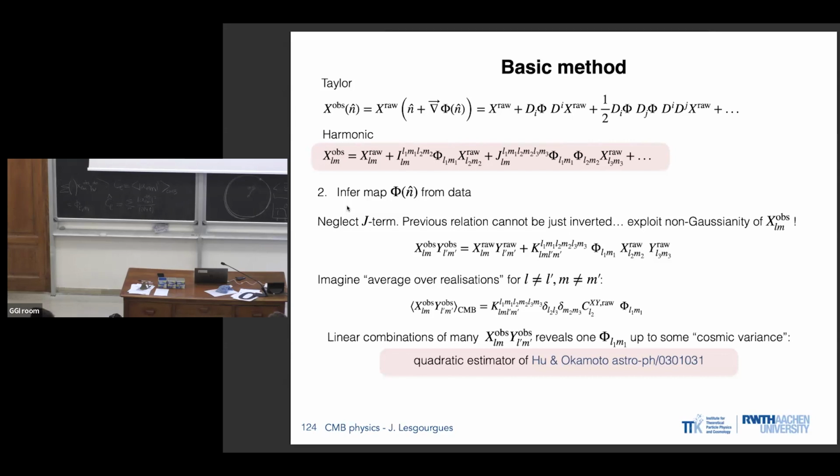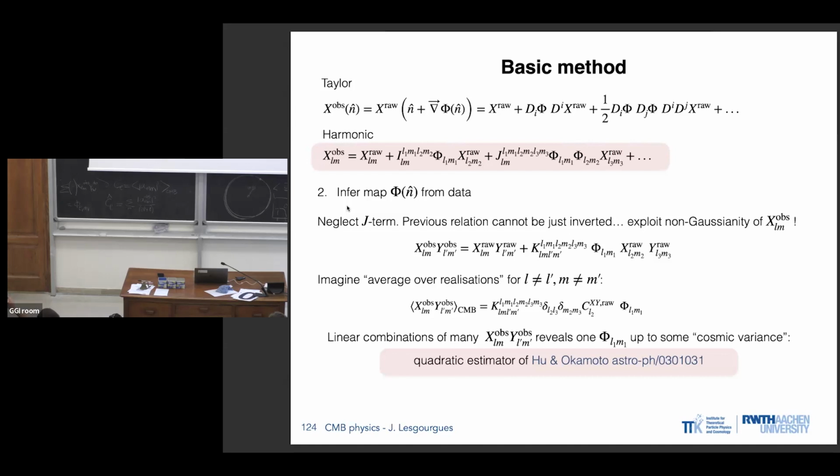But you have a lot of freedom. You can build an estimator for temperature times temperature, or T times E, or E times E. You can take all the combinations you want. Each of them will give you an estimate of phi LM.